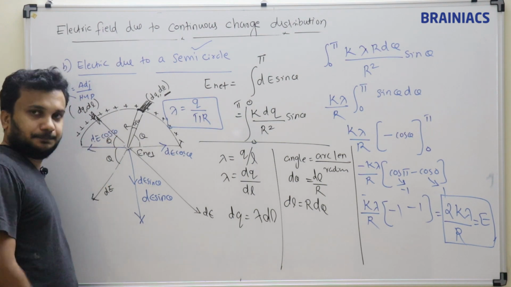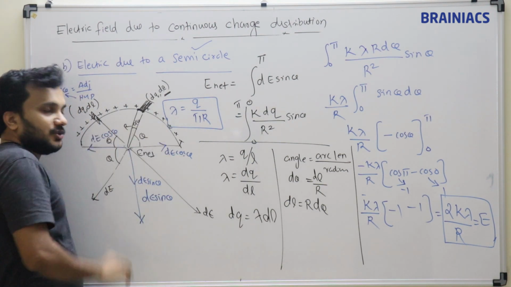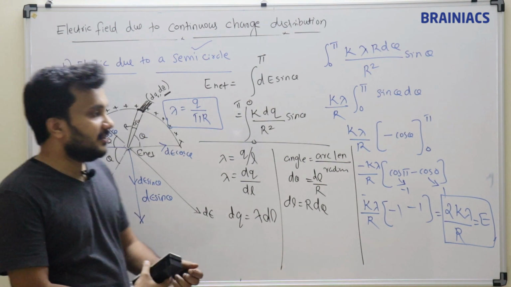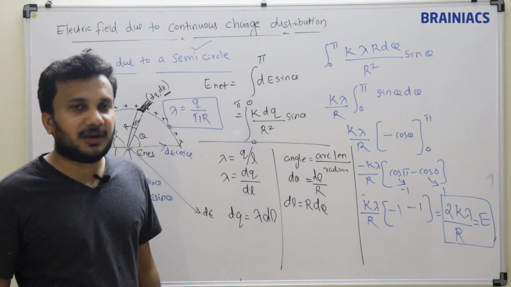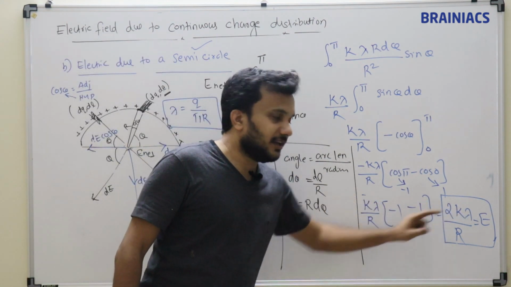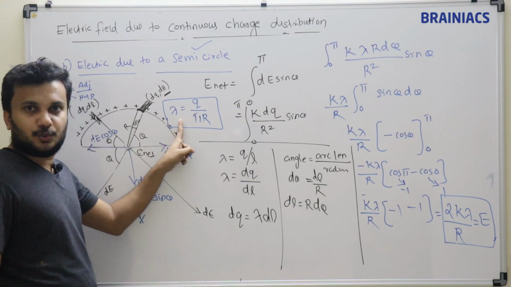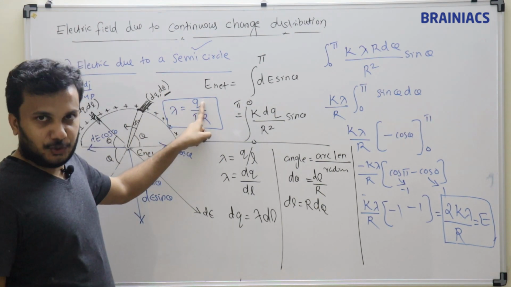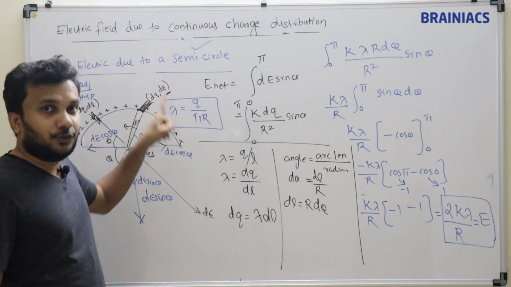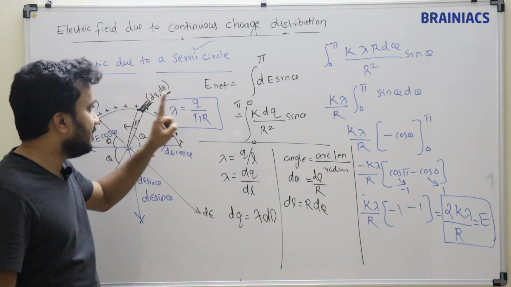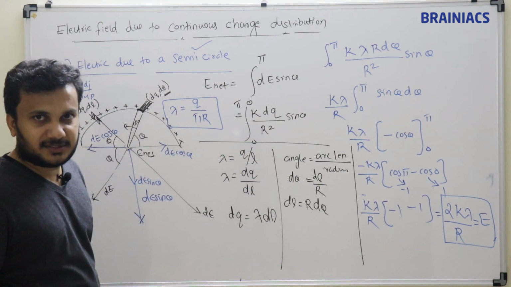Question number 2, they will give you all the values, and you have to substitute in this formula and find out the answer. But while you are substituting, the one thing that is not given to you is lambda. Lambda you have to find using this equation. Charge will be given to you, radius is given to you, but lambda is not given to you. So do not wonder at that time. It is lambda equal to q by pi r. Substitute it and you will get the answer.